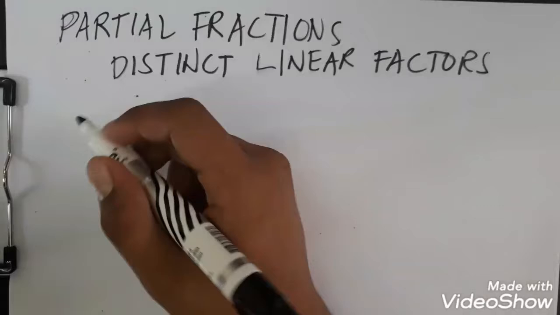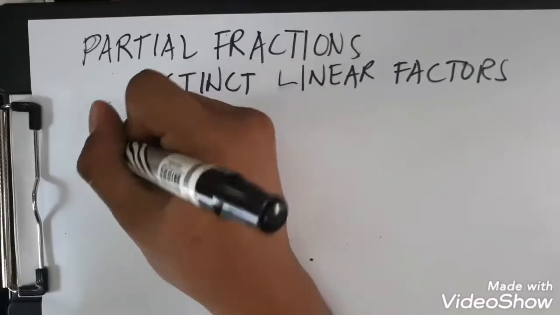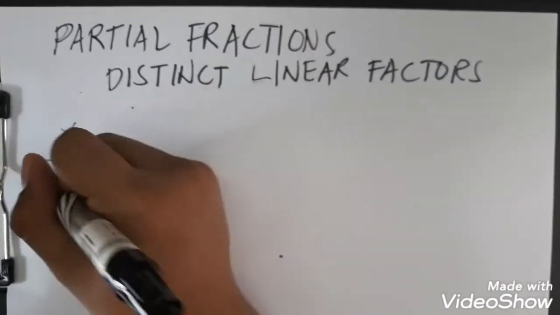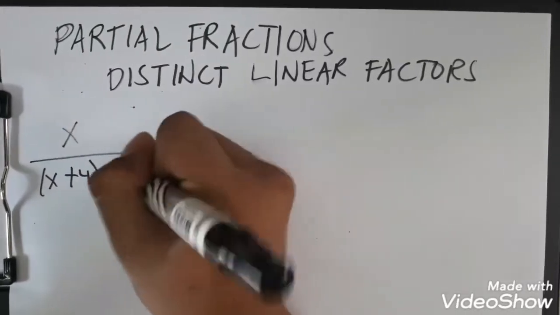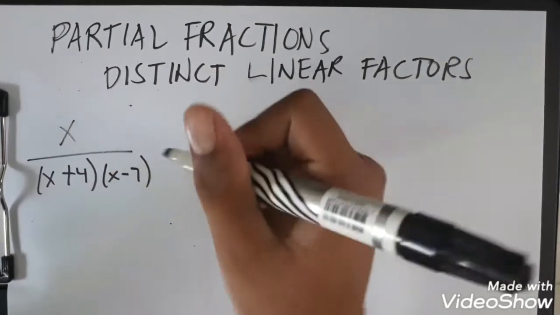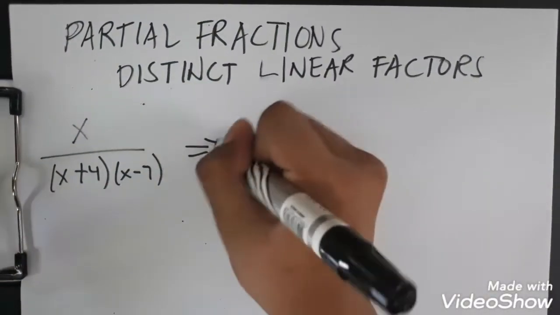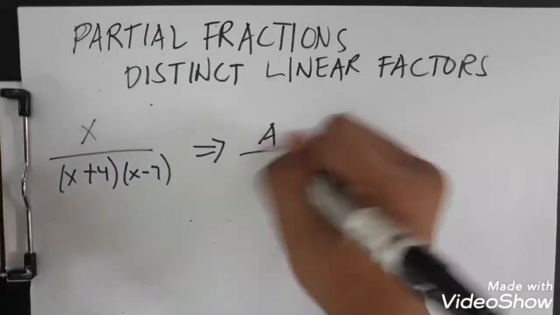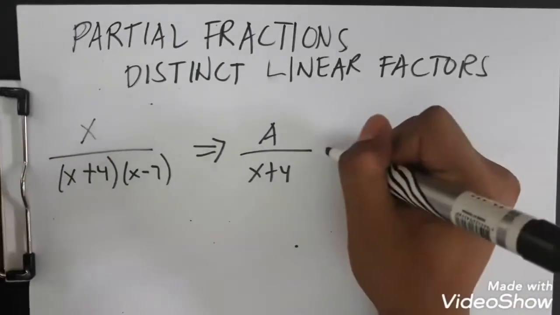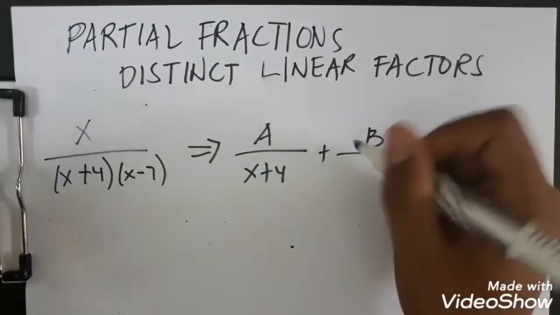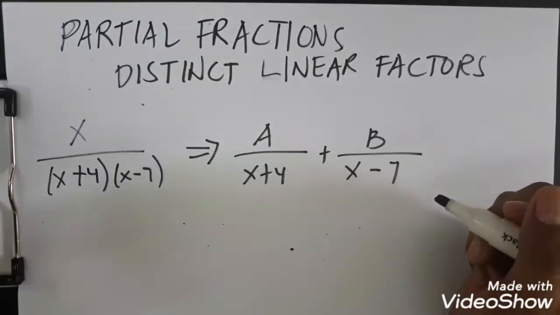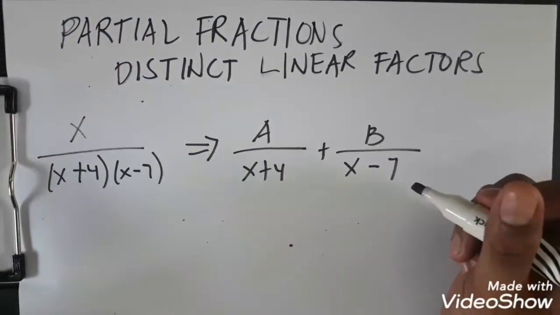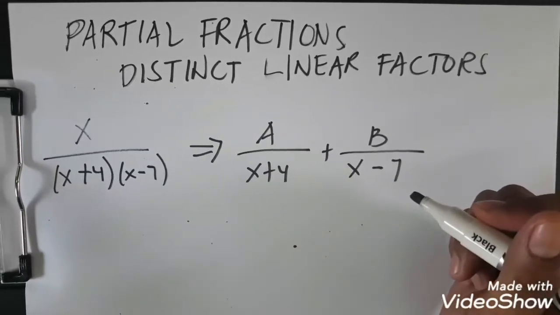For example, you can change x over (x plus 4)(x minus 7) to A over x plus 4 plus B over x minus 7. Keep in mind that for each distinct linear factor in the denominator, you need to add a partial fraction of the following form.